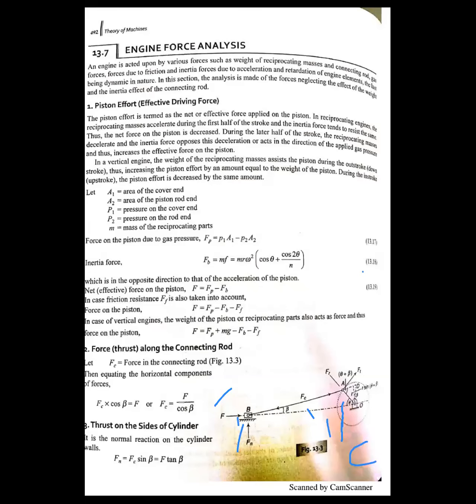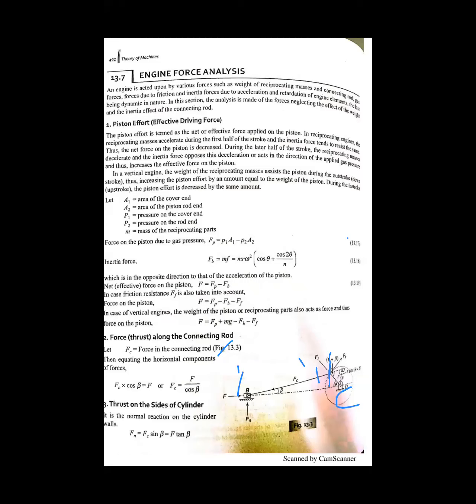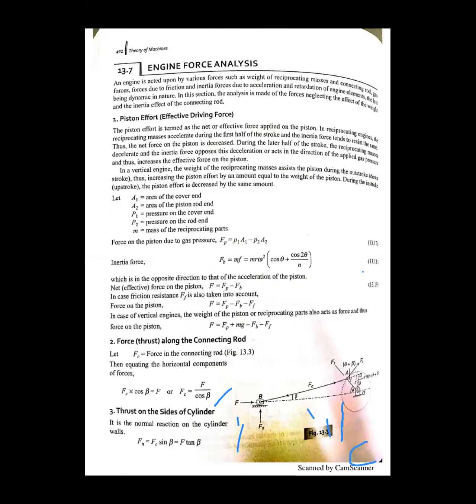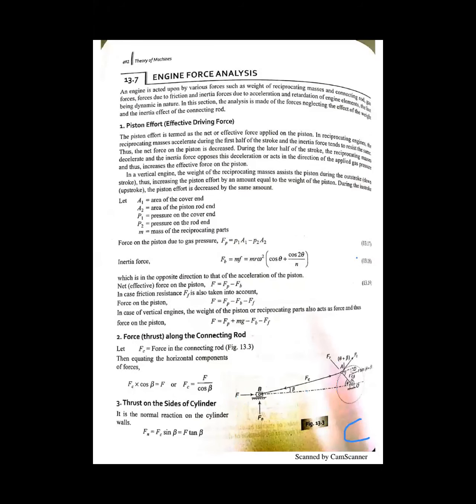The third one is the thrust on the sides of the cylinder. So how much thrust force is generated at the sides of the cylinder? Observe that Fn is already there. You may also calculate the Fn value. Fn is the normal reaction of the cylinder walls.